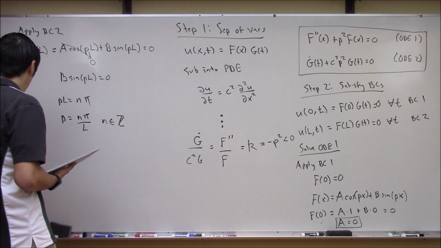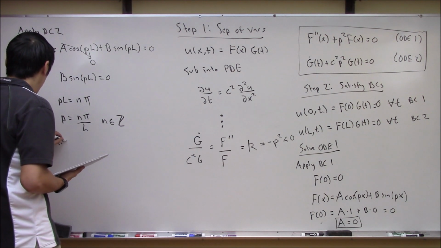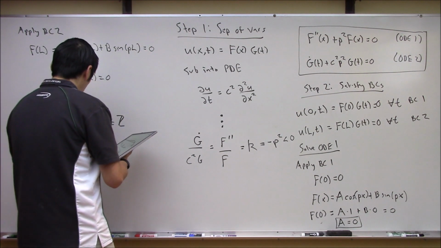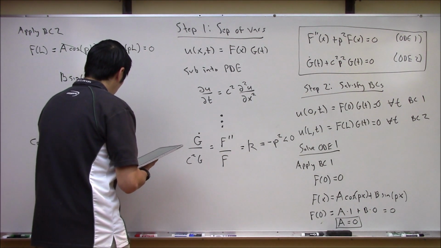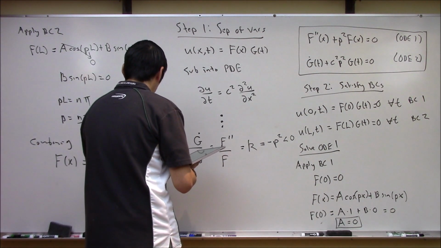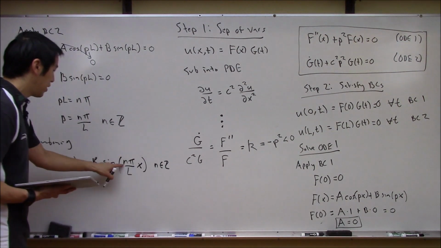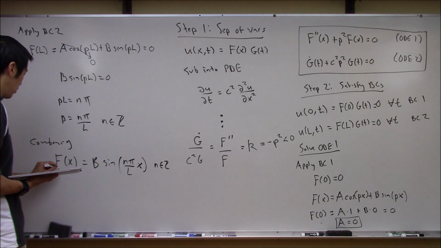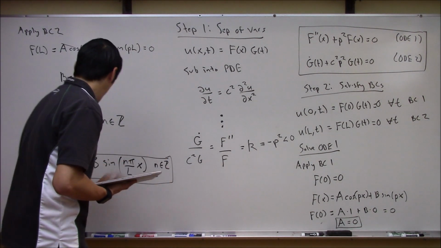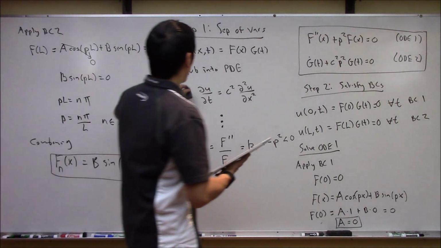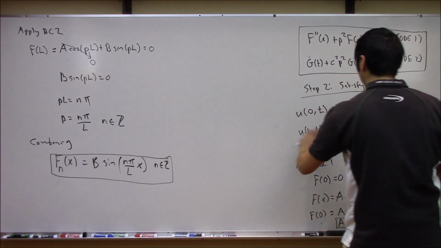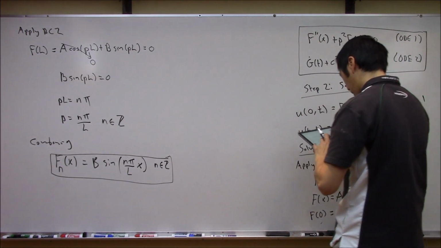So let's write this down. Combining, we obtain that the spatial function has got to be something on the order of b sine of n pi over L x, for n in the integers. Since n can take integer values, let's call this f n. Great, box this guy up. We've solved the spatial ODE. Let's now try to solve the temporal ODE. Maybe I'll leave some of this up because we might use it in a second.